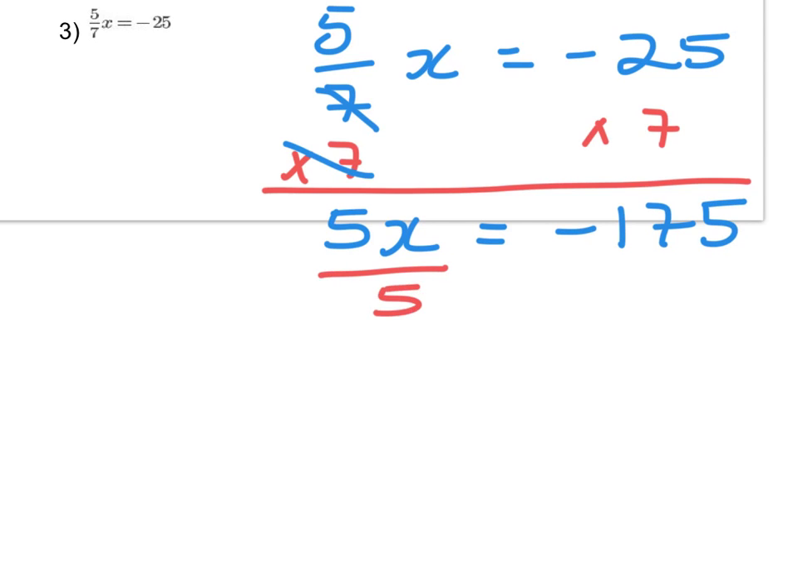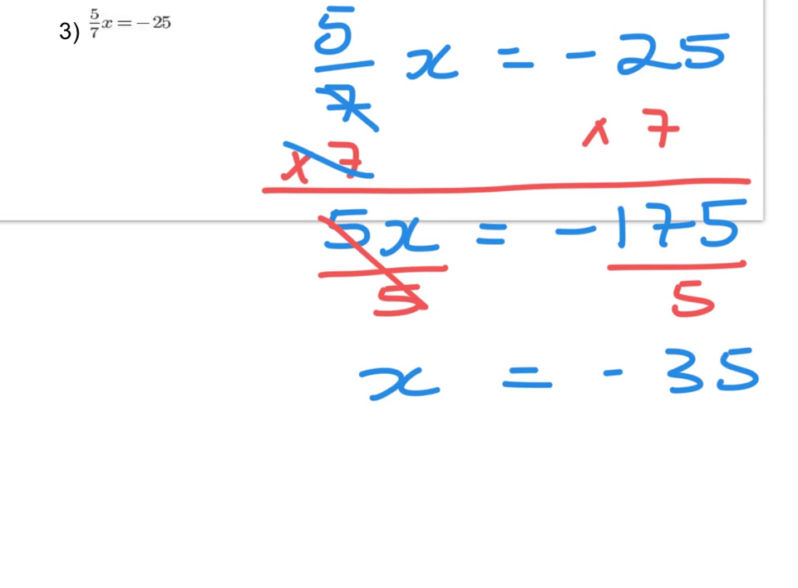Now from here it's easy. To reverse multiplication by 5, divide by 5. They cancel. You're left with x equals minus 35. If you substitute it in there, minus 35 divided by 7 is minus 5, multiplied by 5, minus 25. Okay, let's go on a little bit more.